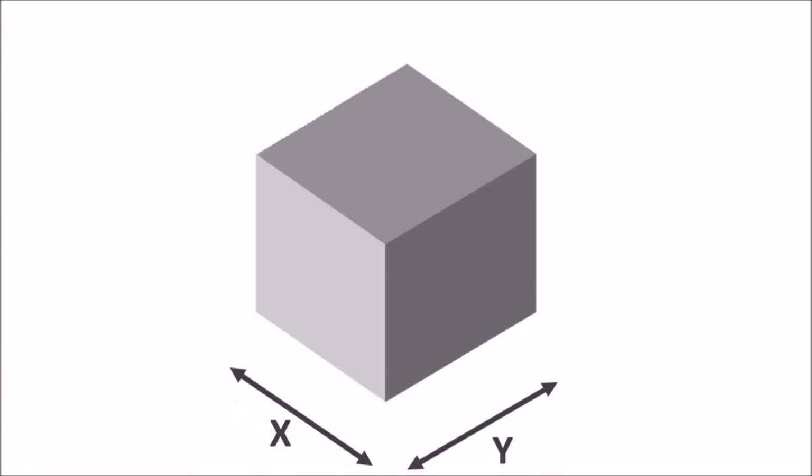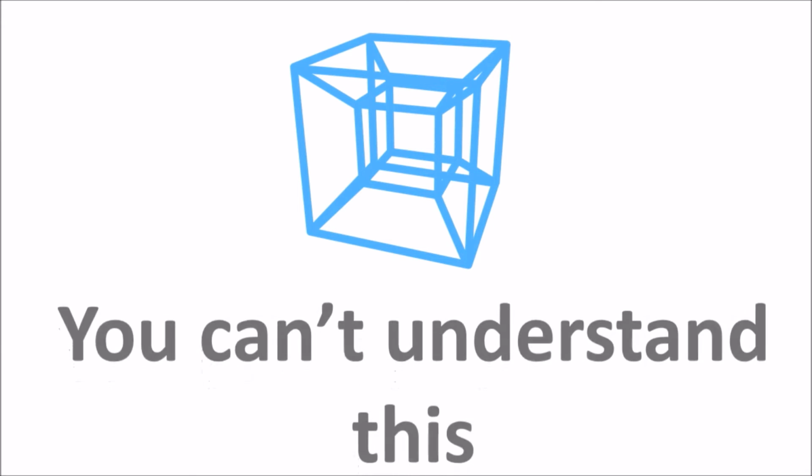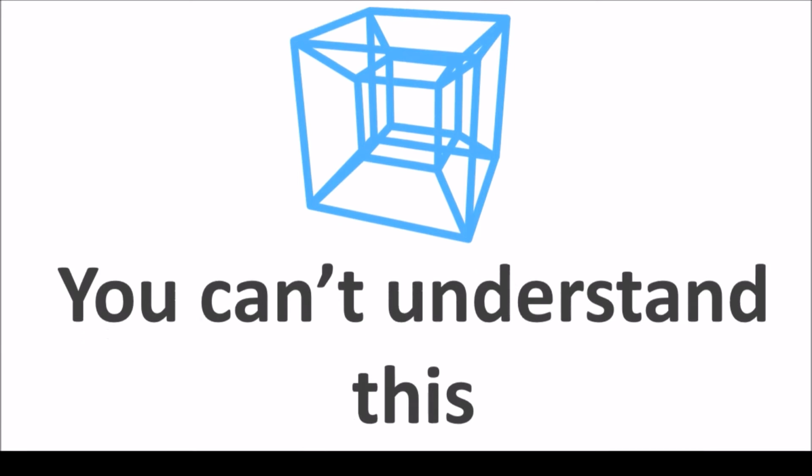It's like if you drew a cube on a piece of paper. The image is two-dimensional, the shape is two-dimensional, but because you've seen a cube before, you're able to picture it in three dimensions. This is the same with a tesseract, except it is a three-dimensional image of a four-dimensional object, something you can't understand. Now, if you thought this was amazing before, check this out.